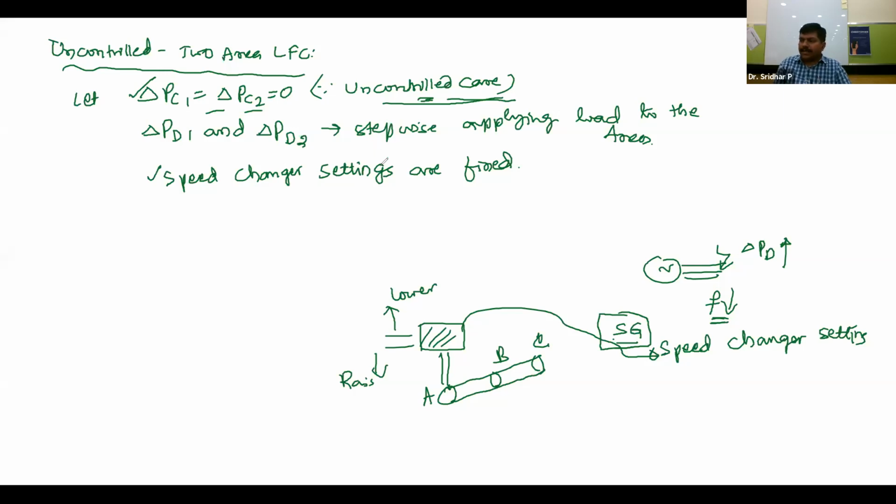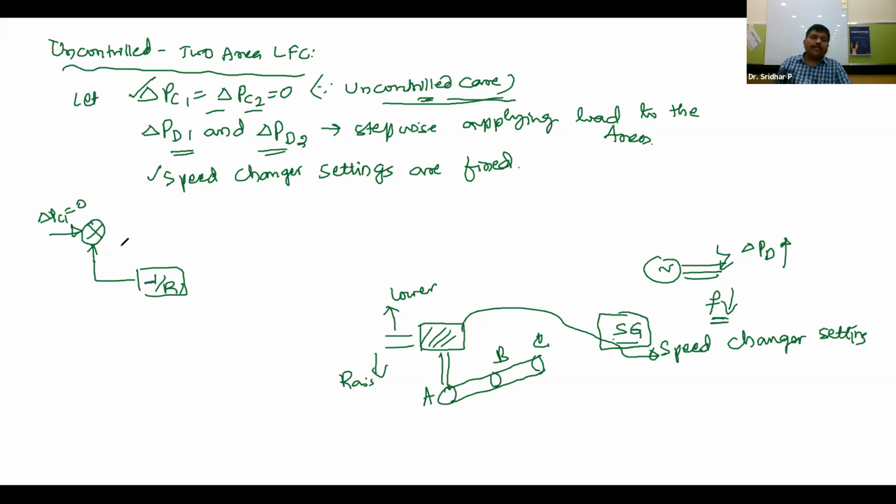And the next one: what about the load increments? There will be a change in the loads. Delta PD1 and delta PD2 are the two changes in the loadings in area 1 and area 2 respectively. Now from the block diagram, suppose I am taking only area 1. In area 1, this is your delta PC1, which is 0. This is coming from 1 by R1, and this minus sign will be there.